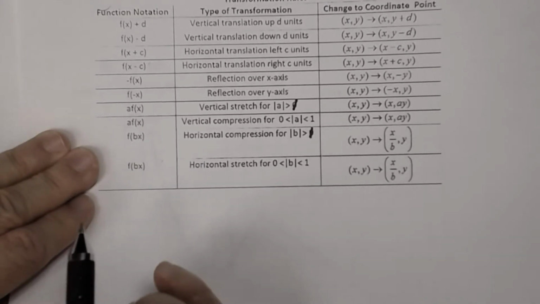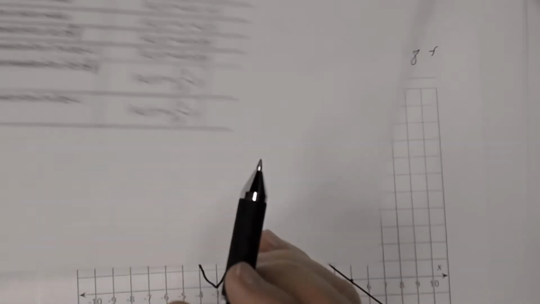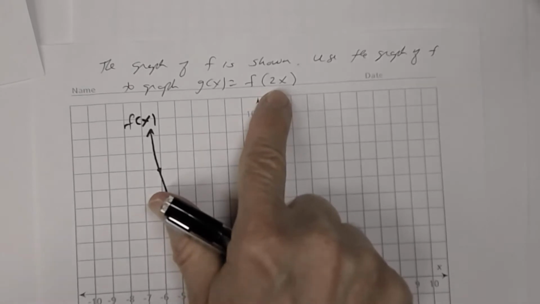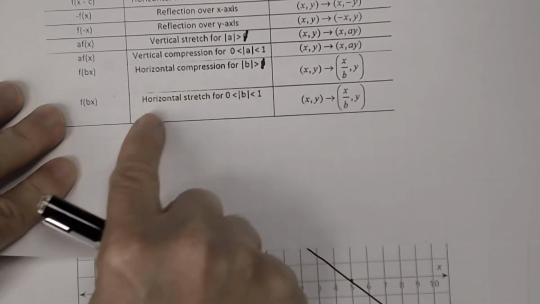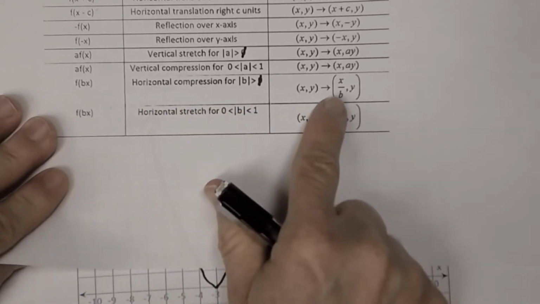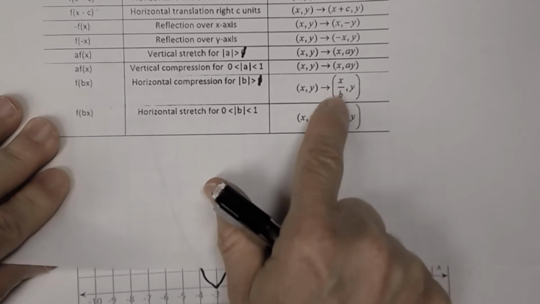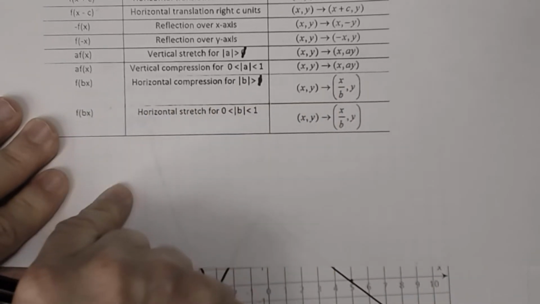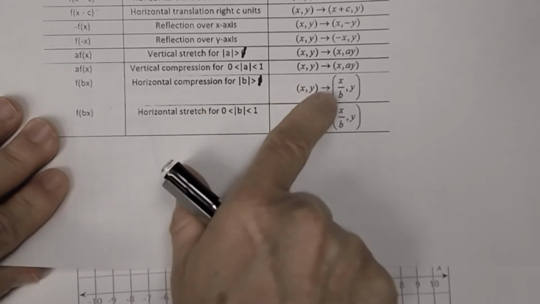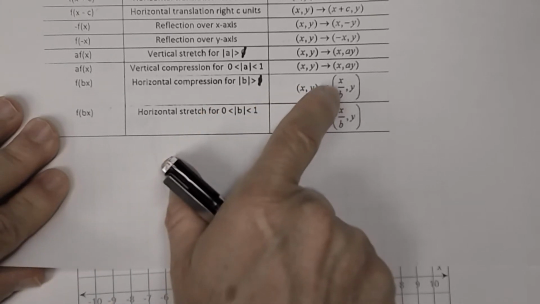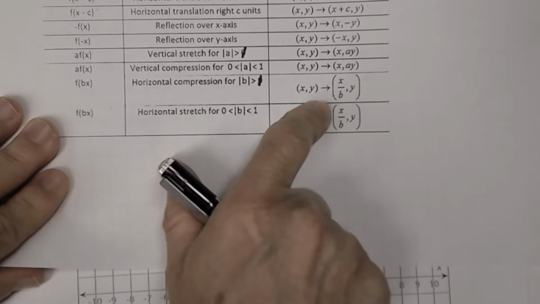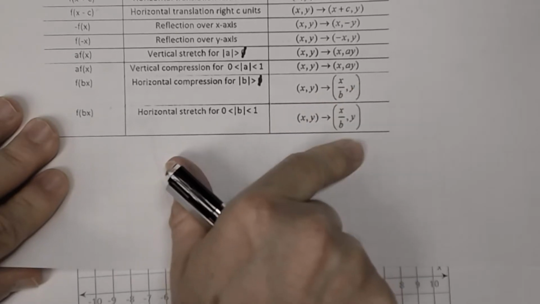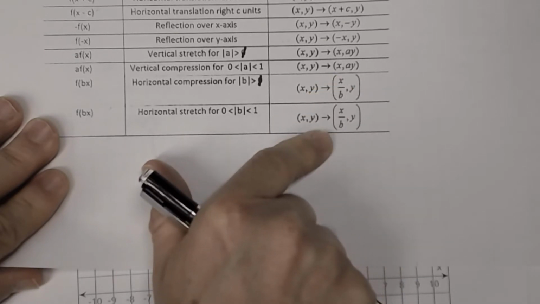All right, now you got to remember this, though. You got to think counterintuitive. Don't make the mistake and multiply every x coordinate by 2. Remember, the rule is that when you have a horizontal compression or horizontal stretch, you take the x coordinate and divide it by b, by whatever you multiply x by. So that's what we're going to do. Remember, you take x divided by b. The y coordinate stays the same. It's the x coordinate that changes.